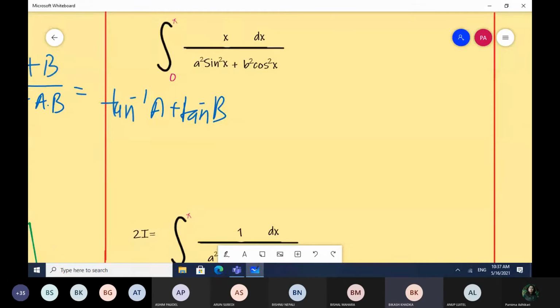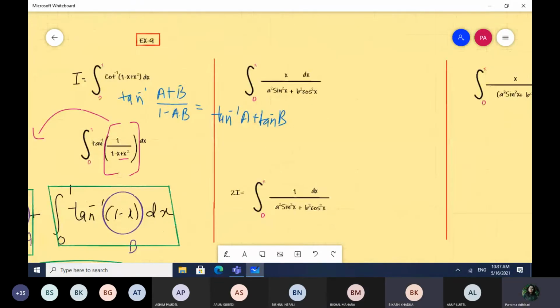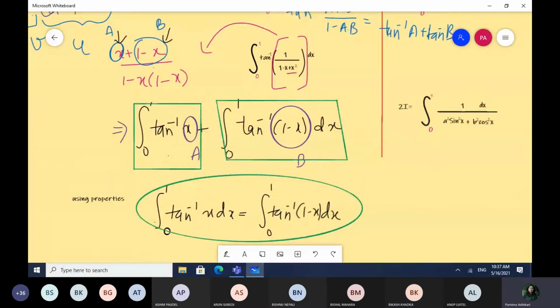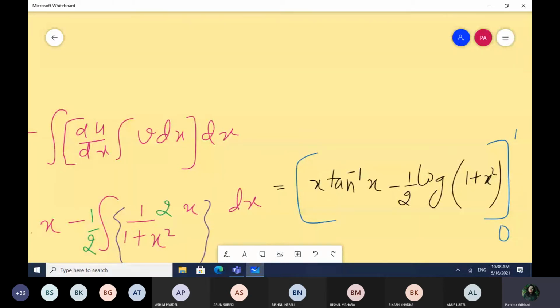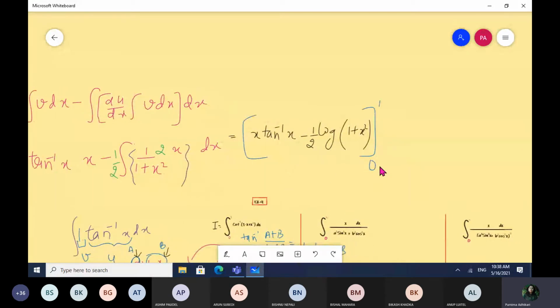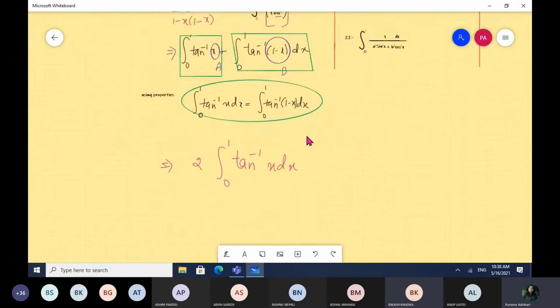Ma'am, isn't 2 missing in the first? Oh, yes, 2 times also, definitely. I have just discussed solving this expression only, so that you don't make mistakes about when to apply the limits of integration. I was just guiding you with that. You don't forget this 2. 2 is there obviously. We have got the result, so 2 times of that result.